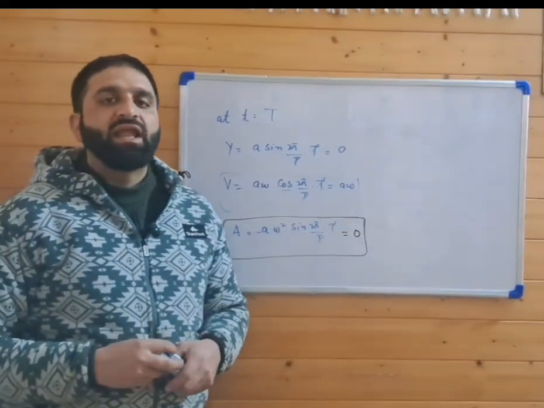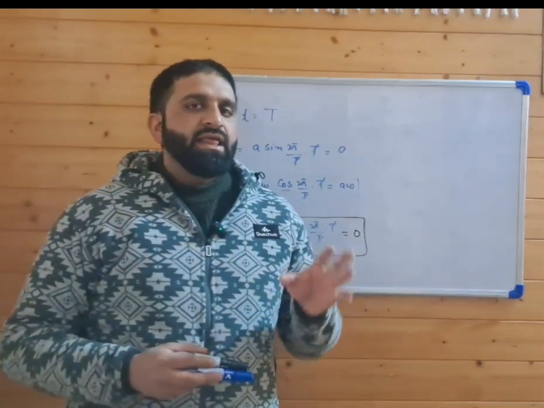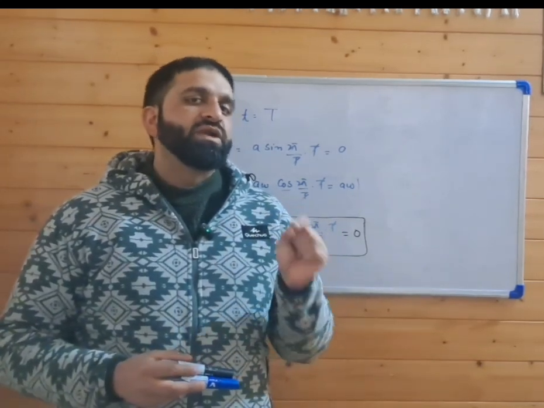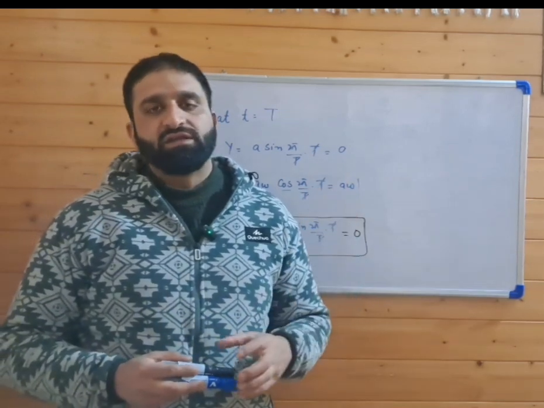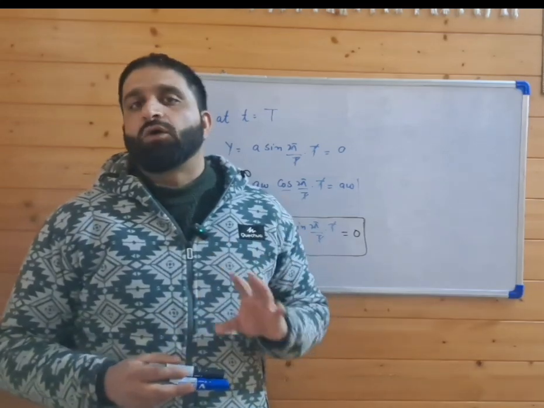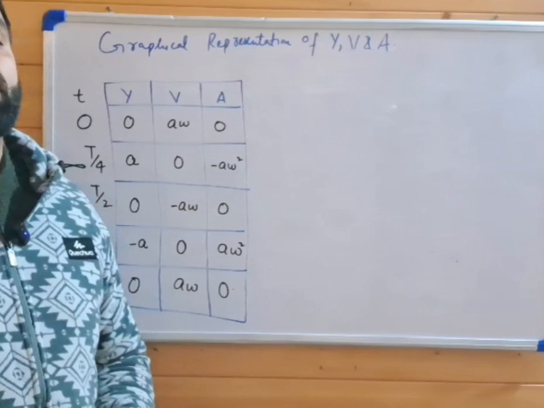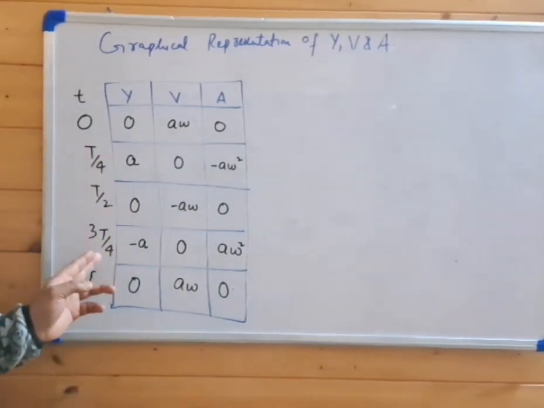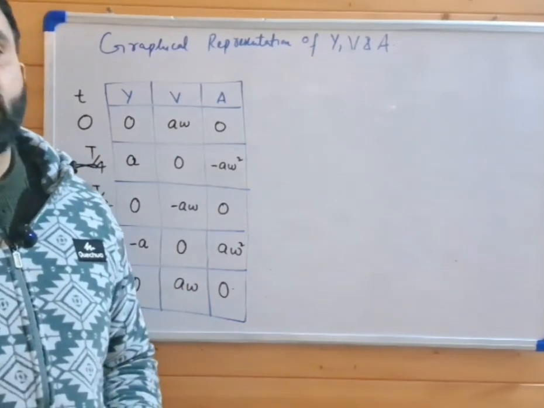We have got the values of displacement, velocity and acceleration at different times: when t is equal to 0, t is equal to T by 4, T by 2, 3T by 4, and t is equal to capital T. So we will draw a table and we will show their graphs accordingly. The values of acceleration, velocity and displacement got at the times 0, T by 4, T by 2, 3T by 4 and T are drawn in the form of this table. Let us plot the graphs.